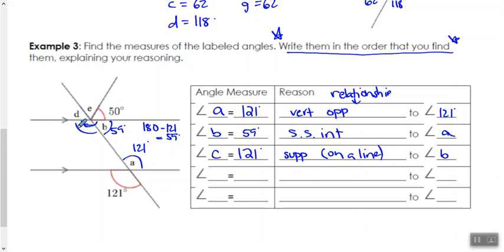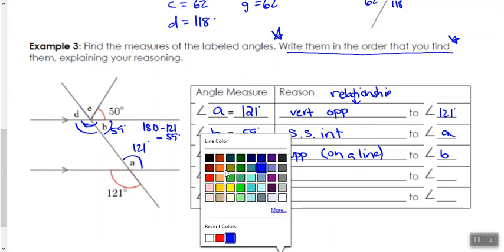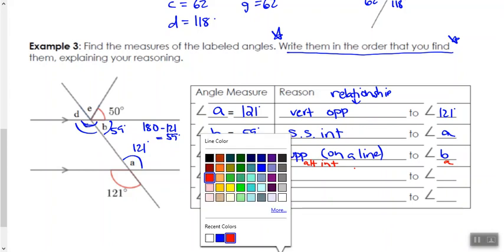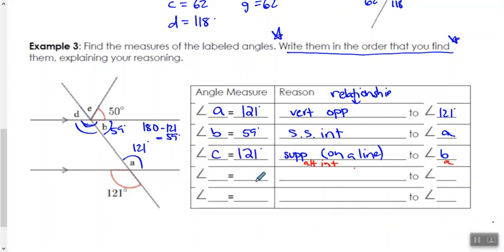Now, that may not have needed to be my reason. I could have also looked here. So angle C is alternate interior to angle A, so that also could have worked for my reason. So instead of saying supplementary on a line, I could have said instead that it is alternate interior to angle A. Now you don't have to have both reasons, but as long as you had one of those reasons, you would be fine. Okay, so there are different ways that you can figure these out and answer them.